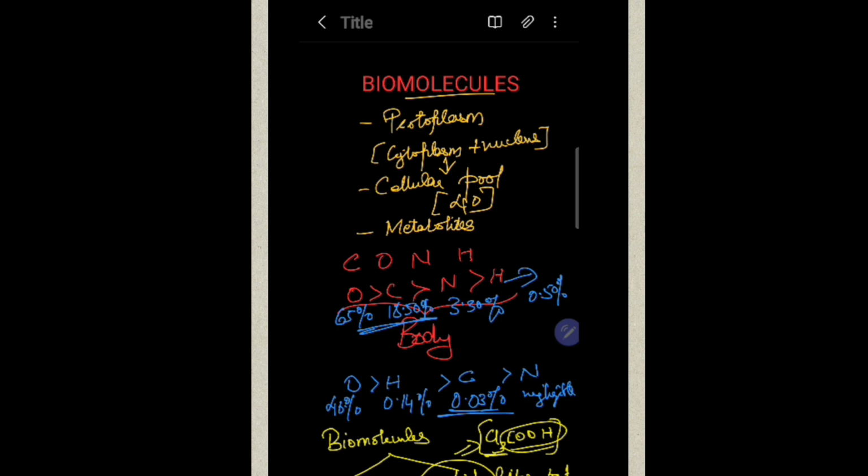Then CONH are some of the most seen elements in nature. It goes in the order oxygen, carbon, nitrogen, hydrogen. Oxygen is the most abundant, whether in Earth's crust or in the human body.